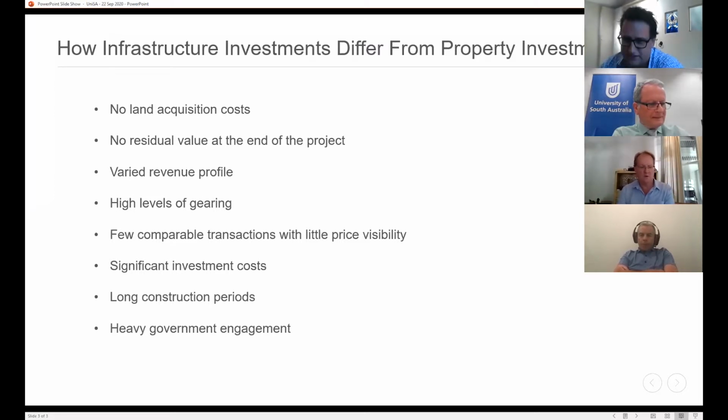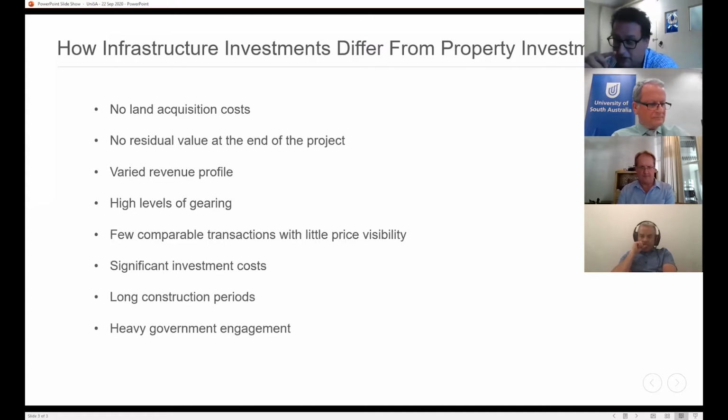Few comparable transactions is the next one. These are unique, one-of-a-kind assets. Sadly, there's no rpdata.com to log into to see 20 comparable deals. These assets are very rarely traded, and for the ones that do trade, understanding the price can be very difficult because they're protected by confidentiality. So truly understanding the value of your assets can be really tricky, because there's no observable market out there.